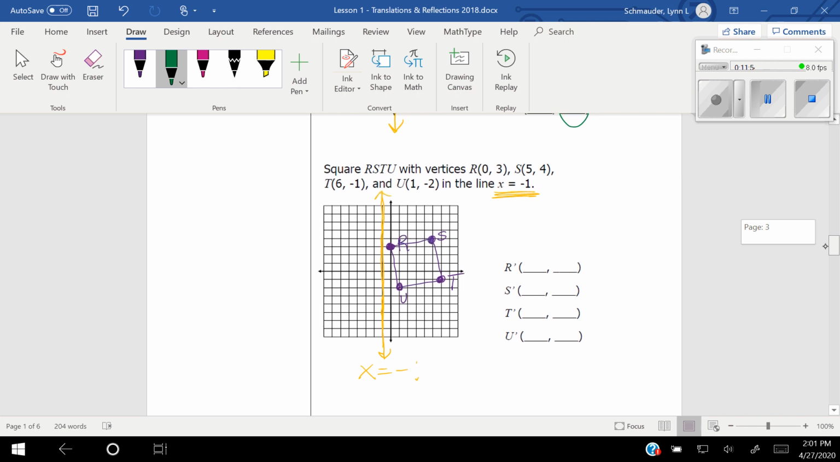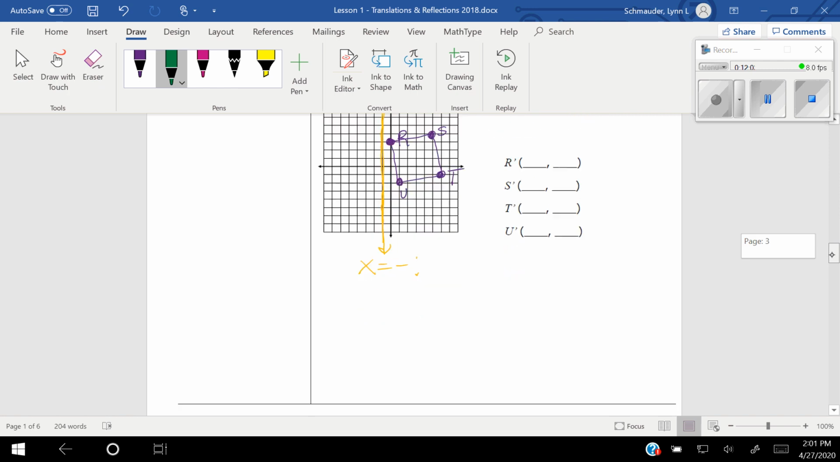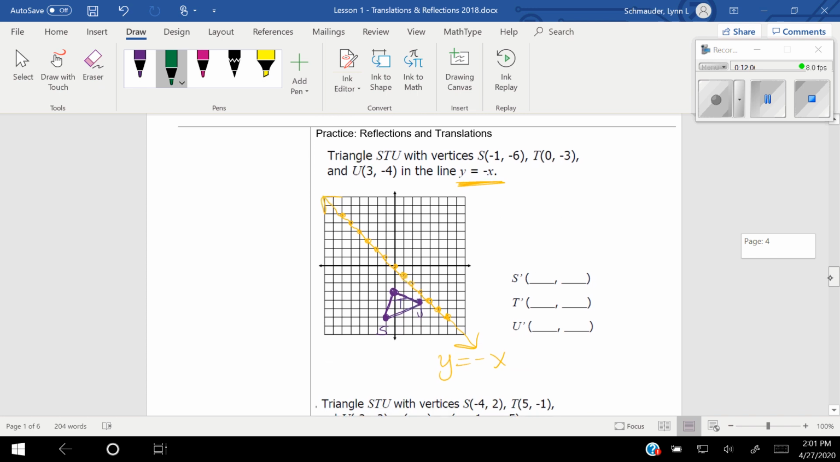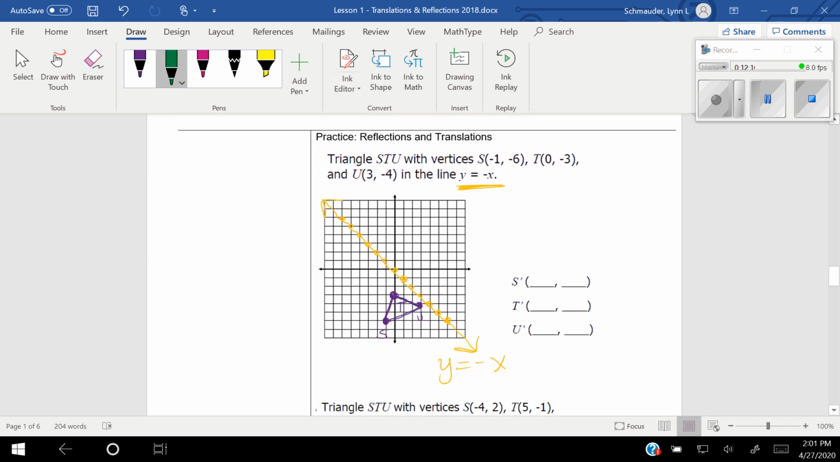Okay, here's one. It's just a different line of reflection. It's still a vertical line, so I want you to do that one on your own. At the end of this lesson, after we go through the rest of these, I'll come back and put the solution in for you for that one. Let's look at this one here. We haven't had one where we don't have a vertical or horizontal line. So what do you think we're going to do here?